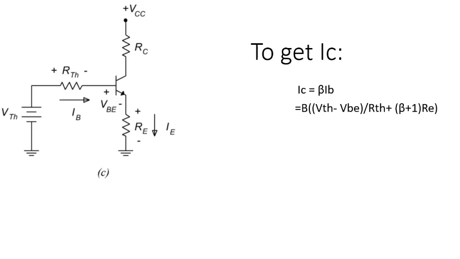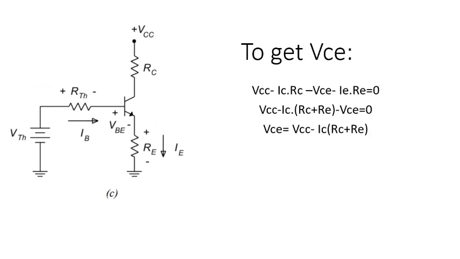Since IC is equal to beta IB, so we can get IC as beta into VTH minus VBE divided by RTH plus beta plus 1 RE. Now we have to get VCE, which is collector to emitter voltage. For this we will use KVL equation in the output loop. The equation we get is VCC minus IC RC minus VCE minus IE RE equals 0. Since IE is equal to IC, therefore VCE is equal to VCC minus IC into RC plus RE.